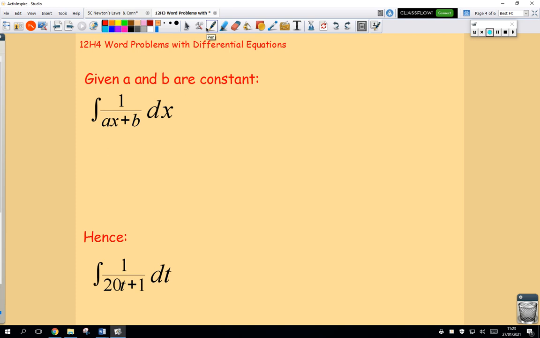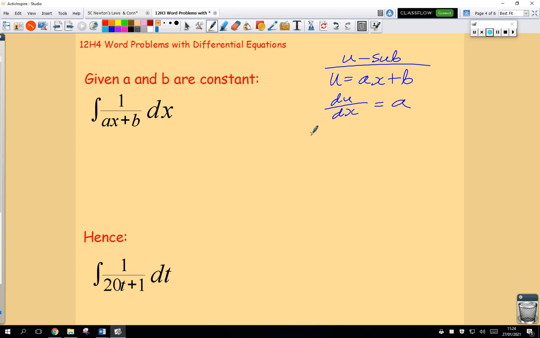If I want to find the antiderivative of a function of this form, 1 over ax plus b, where a and b are constants, I can solve this using a u substitution. Let u equal ax plus b. Take the derivative of u with respect to x. What we'll get is a. b is a constant, and the derivative of any constant is 0. The derivative of any constant times x is just that constant.